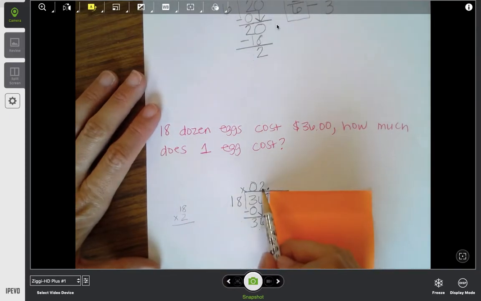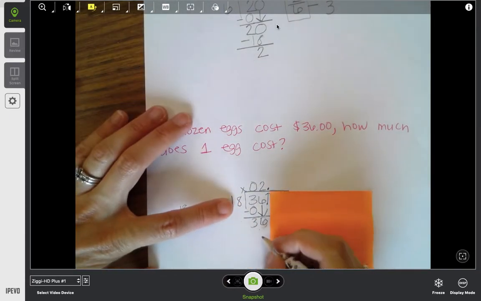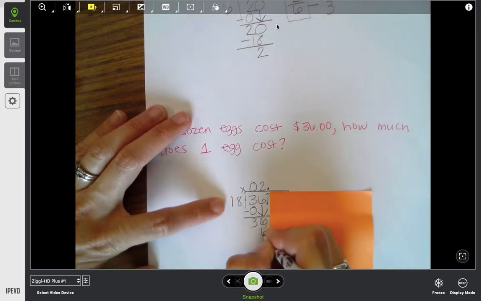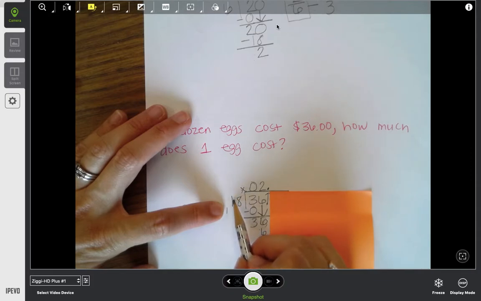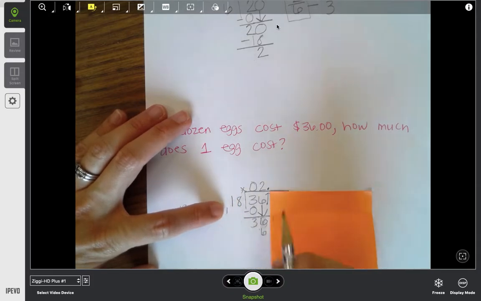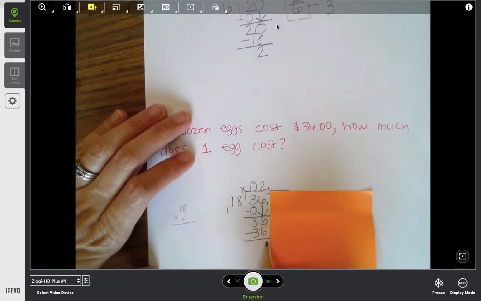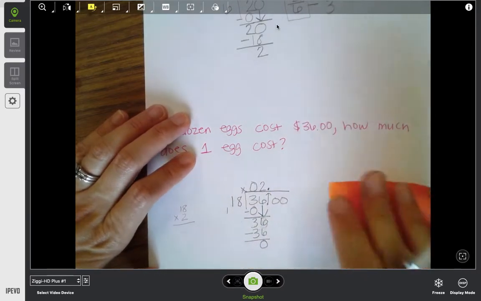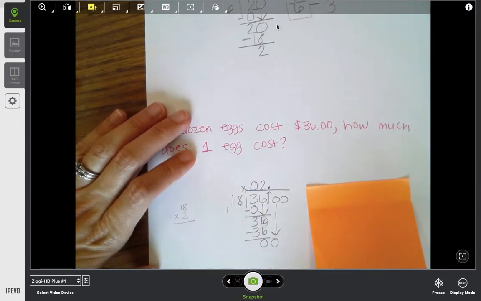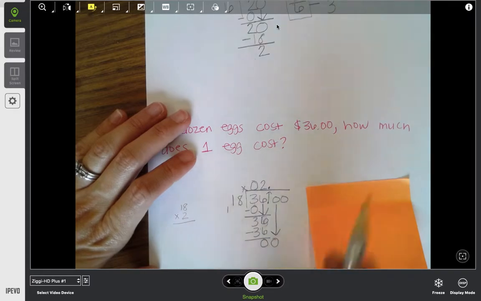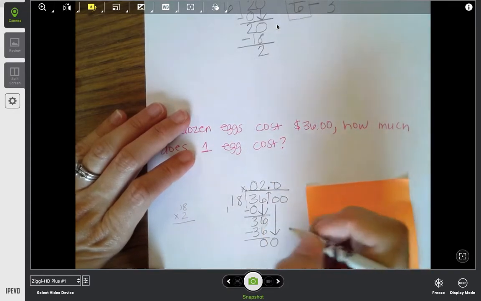Or I can say 2 times 8 is 16. I'm going to carry my 1, and 2 times 1 is 2, plus the 1 I carried is 3, okay? So 36 minus 36 is 0, okay? I'm going to bring down my 0, making that 0 a 0. 18 will go into 0 0 times.